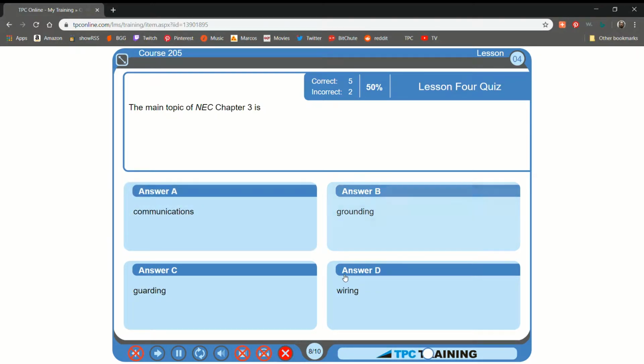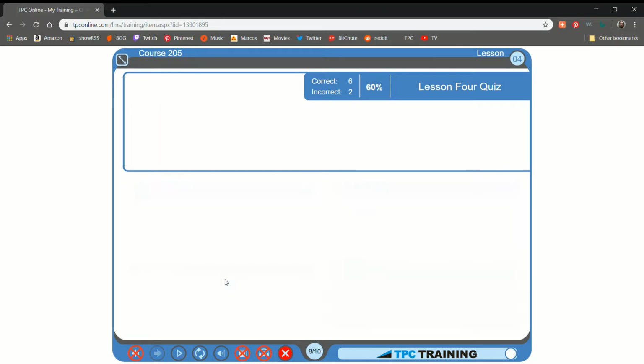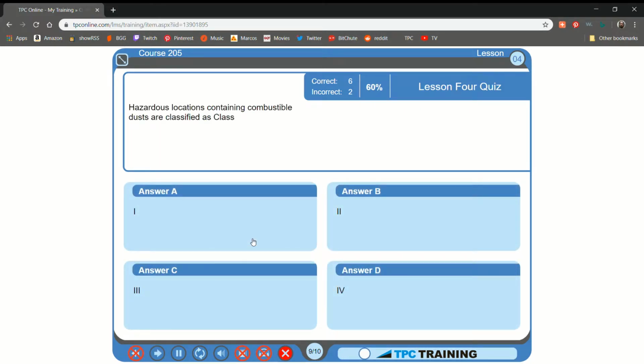Communications, B. Grounding, C. Guarding. That is correct. Hazardous locations containing combustible dusts are classified. That is correct. Elevators, welding machines, swimming pools, and other special equipment is the subject of NEC Chapter A. 4, B. 5, C. 6, D. That is correct.